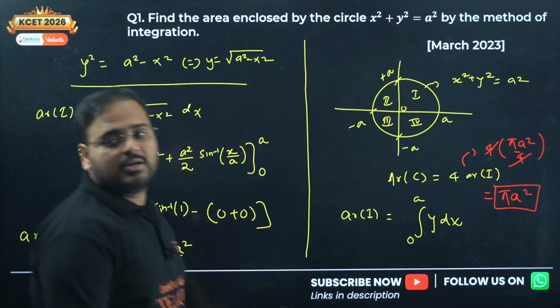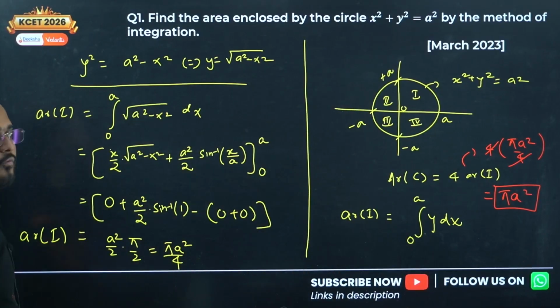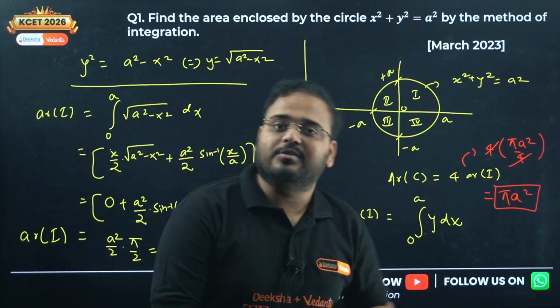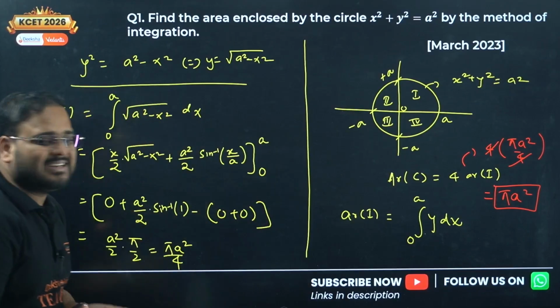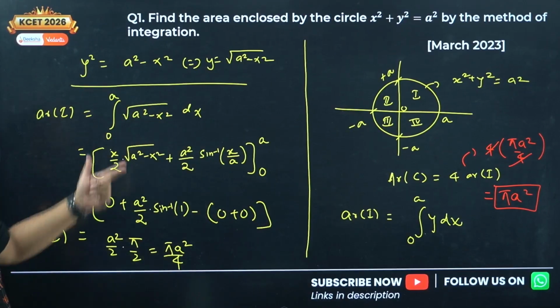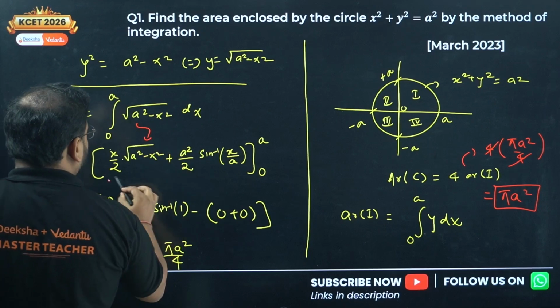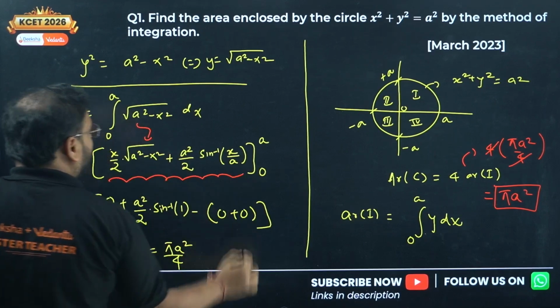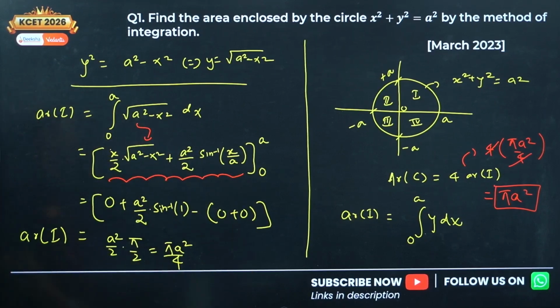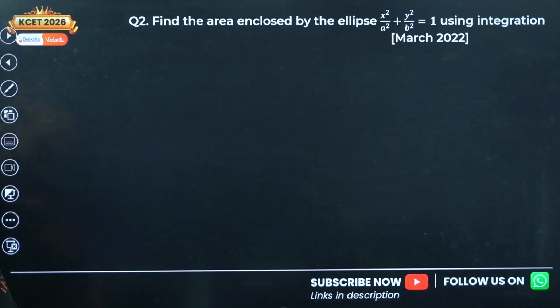Square unit of course. A was the radius, and that we all know is the formula for the area of a circle, using the method of integration, and we used here a particular function of this category. I hope you know the formula for the integration of root of a square minus x square. A very simple question for 5 marks.